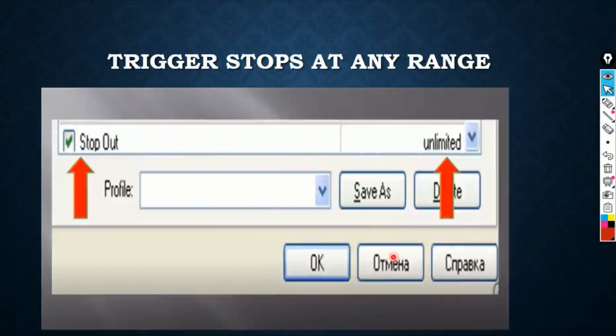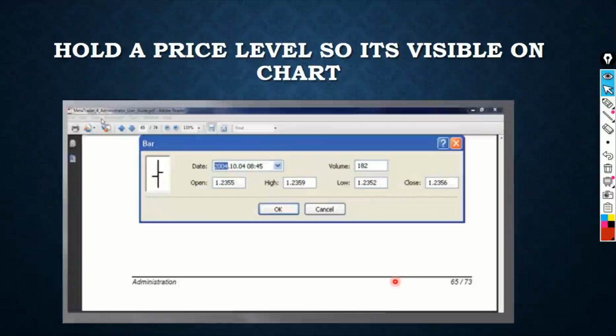As you can see, this is in different languages. I think this is Russian, but the concept is the same. There are many dealers. Some are situated in China, and they will have Chinese. Some are in Asia, and they will have their own language which they use there. So you can also hold the price level so that it's visible on the chart.